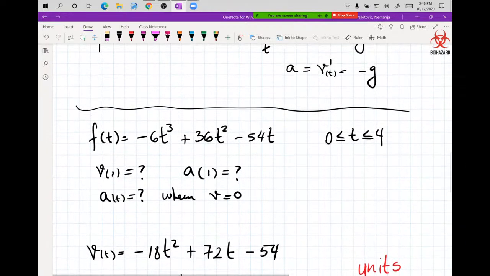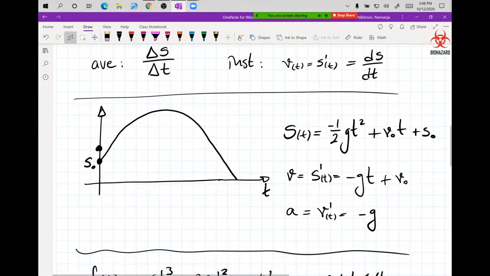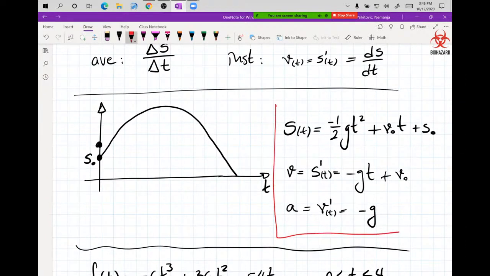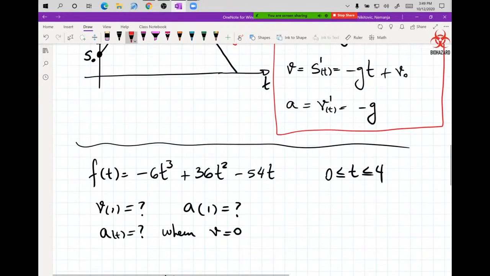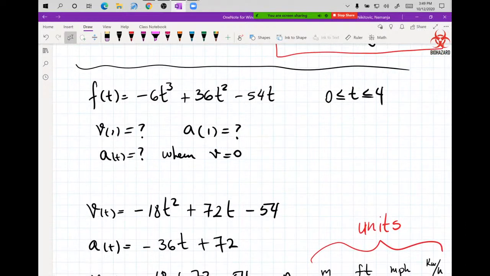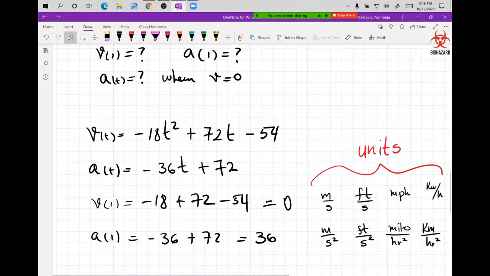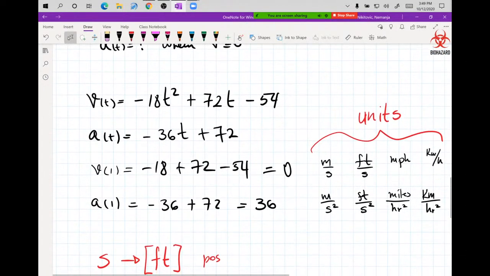That's the acceleration and velocity. These are the three equations where this one is given to you, and you are supposed to just differentiate to come up with the other equations. And now, once you have those equations, you can calculate, at 1 second or 2 seconds or 10 minutes, right?